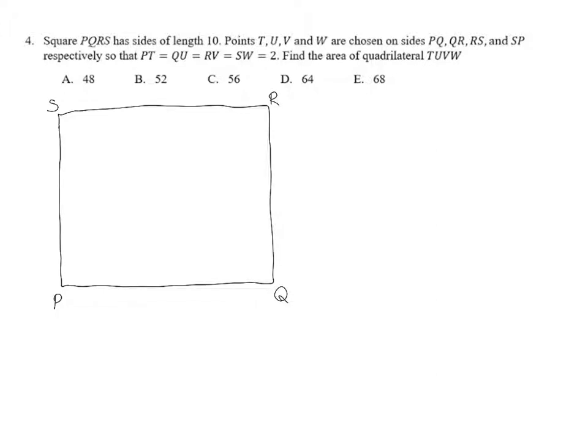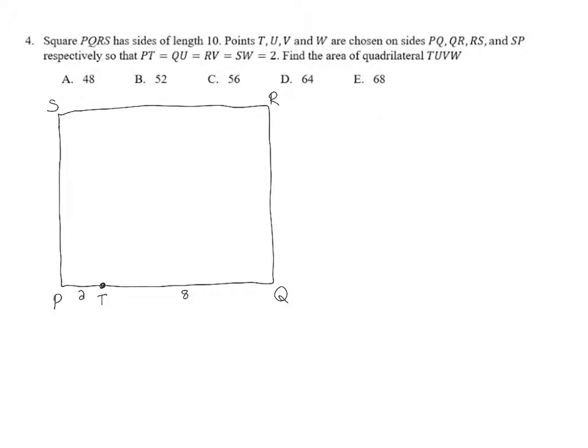Now we're told that point T is chosen on side PQ such that PT is 2. That means it's going to be right around there. We're going to call this T. And then we know that this has length 2, but that means that TQ must have length 8 for the sum to be 10. We're going to have the same sort of thing on each side.